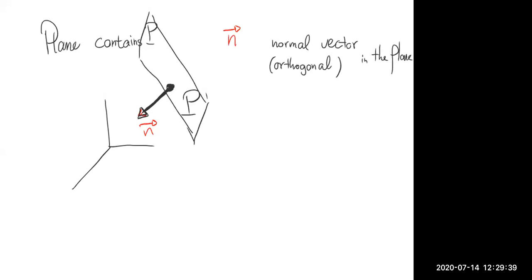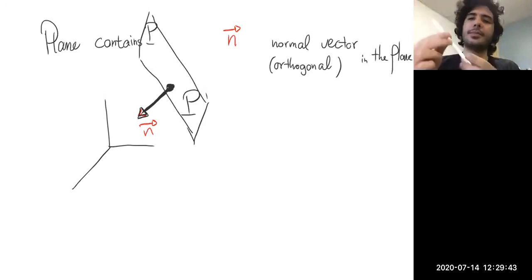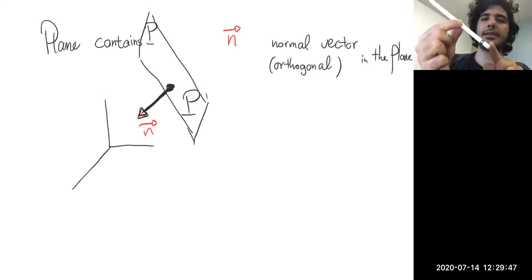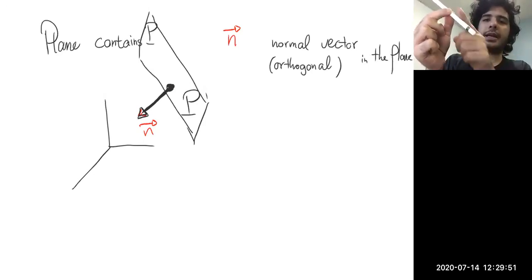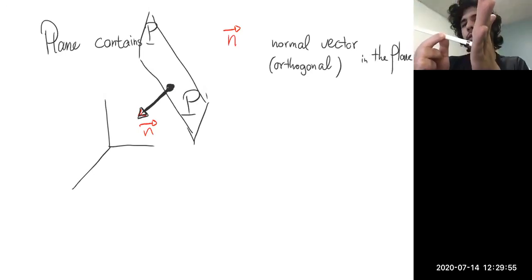Maybe it's better if I show it to you. Suppose this is the normal vector, right? And this is the point P. I want a plane which passes through this point and is orthogonal to this vector. Well, there's just one, this one. If I fix this, there would be just one plane.